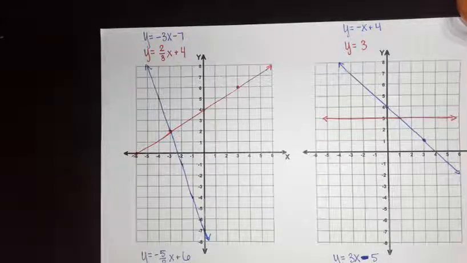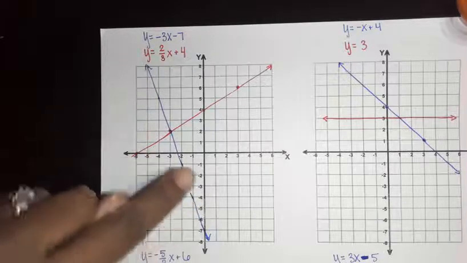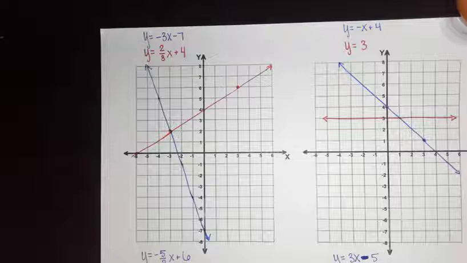Okay guys, so when we are dealing with systems of equations, we're talking about two different equations that are together on one graph, and we are looking for the solution. The solution to a system of equations is the point where the two lines intersect.